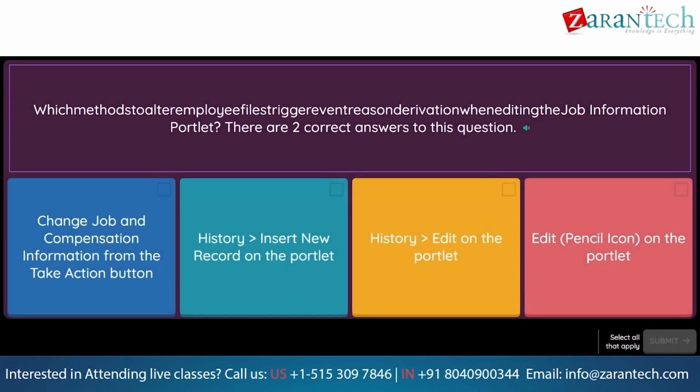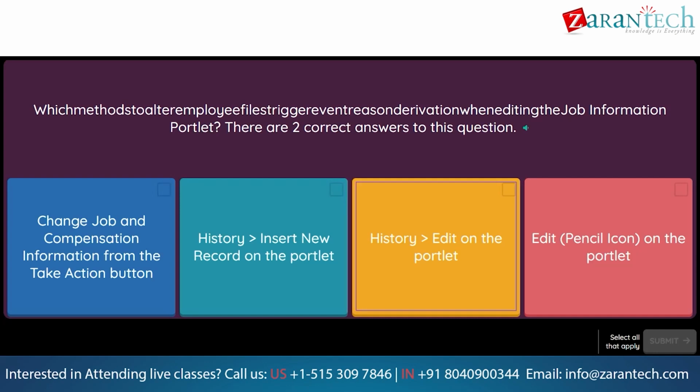Question: which methods for editing employee files trigger entries on derivation when editing the job information portlet? There are 2 correct answers to this question. Option 1, change job and compensation information from the Take Action button. Option 2, history, insert new record on the portlet. Option 3, history, edit on the portlet. Option 4, edit, pencil icon, on the portlet.